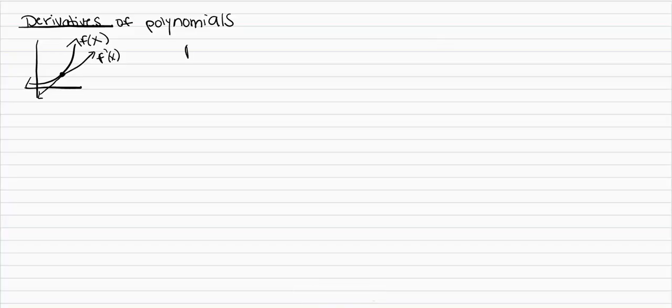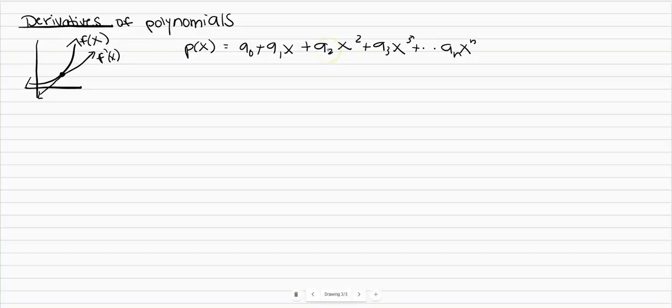Recall polynomials, or p of x, is typically in the form a sub 0 plus another constant times x plus another constant times x squared plus another constant times x cubed plus and so on, where a sub n are real numbers.